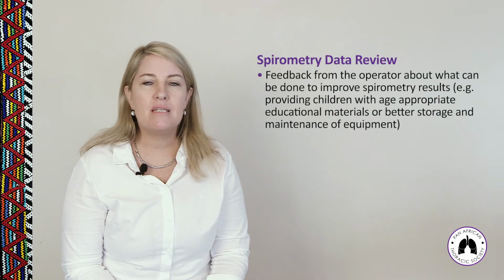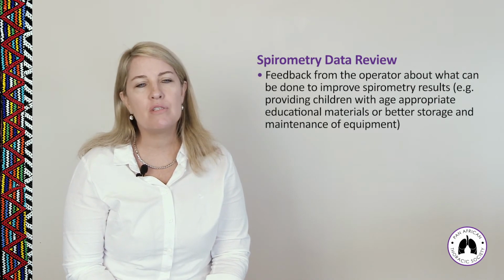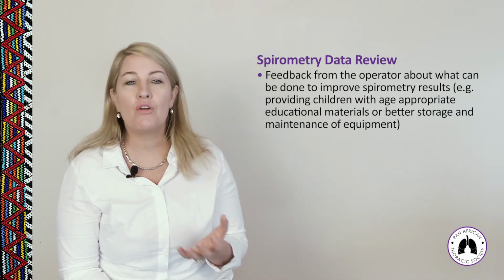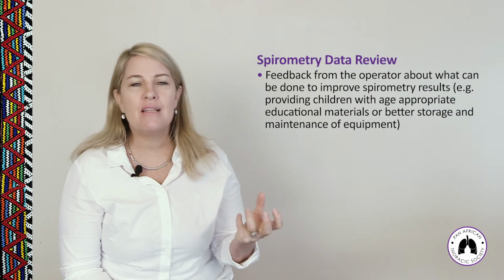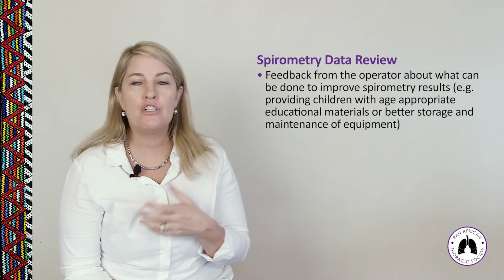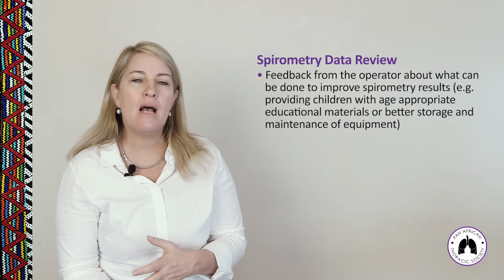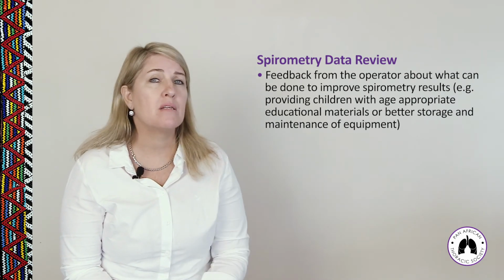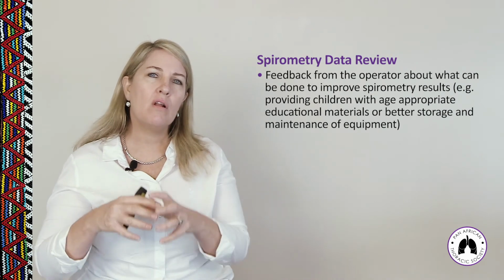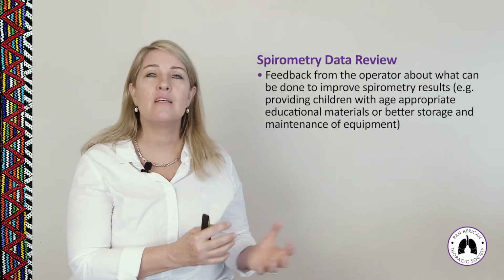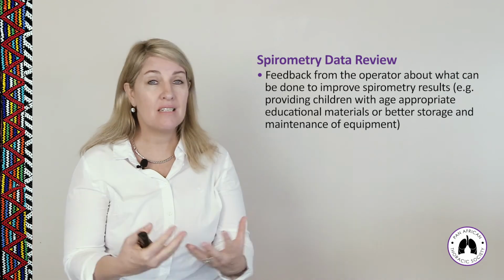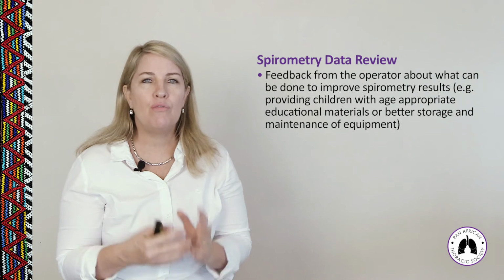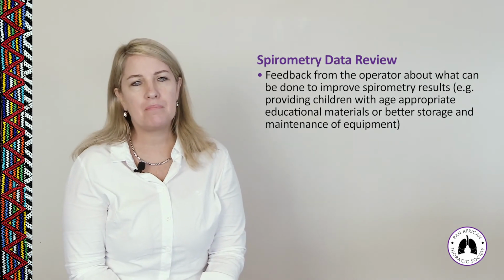And feedback from the technician about what can be done to improve spirometry results. So for example, the technician might have a good idea. They might say, let's provide these kids with some age-appropriate educational materials, or perhaps let's maintain the equipment in a different way or store the equipment in a different way. So both the quality assurance reviewer and the technician should be able to put their best ideas forward to review the data and to improve the quality of the data all the time.